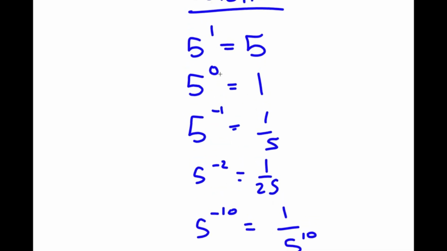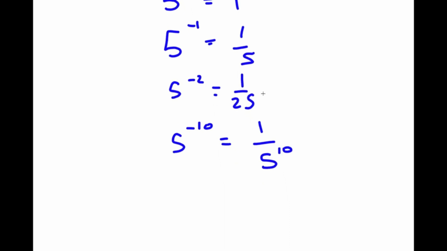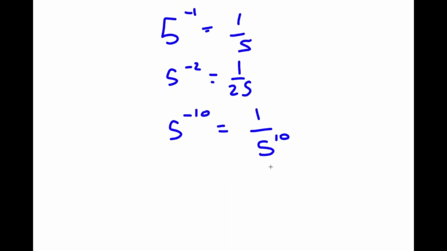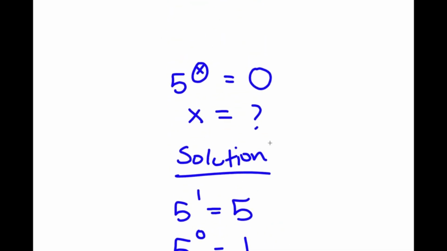So you see, as the exponent keeps on decreasing and decreasing and decreasing, well, it's approaching infinity, right? But will it ever reach infinity? Well, let's see if we can even find a value of x that makes this equal to 0.